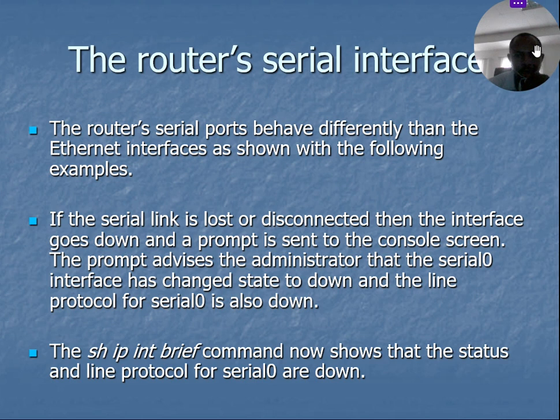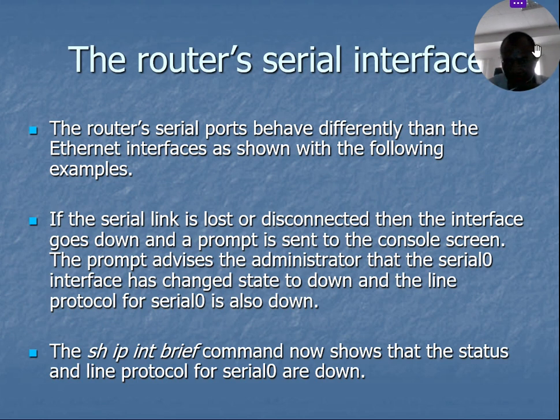The router serial port behaves differently from the Ethernet, because the one we troubleshot just now is the Ethernet interface. Now we want to look at how to troubleshoot and fix the problem on the serial interface. The serial port behaves a little differently from the Ethernet interfaces. For the serial, if the serial link is lost or disconnected, then the interface goes down and a message is sent to the console screen to show you a prompt.